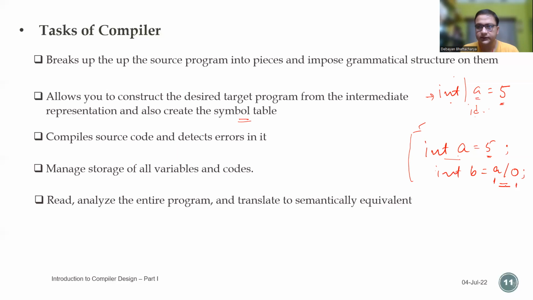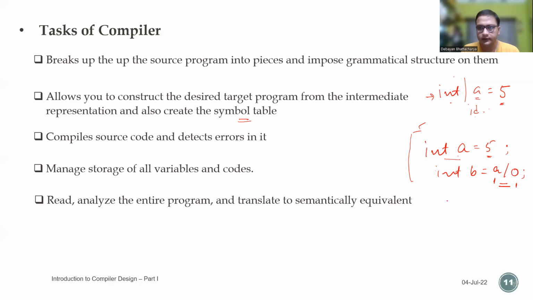So this is also grammatically or syntactically correct, but this is not meaningful. Why? Because we are not able to divide any particular number by 0. So obviously this is not meaningful. This type of error is handled by the compiler.